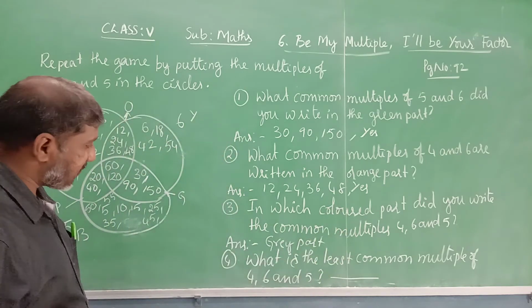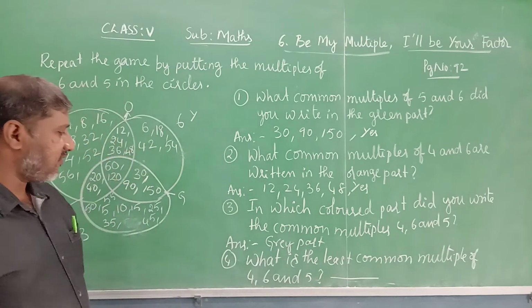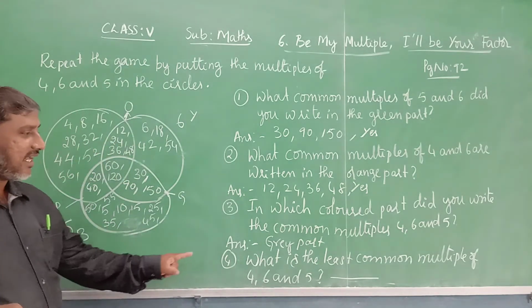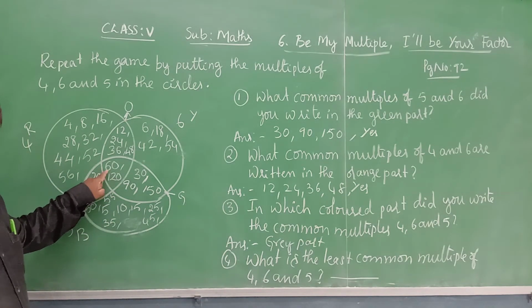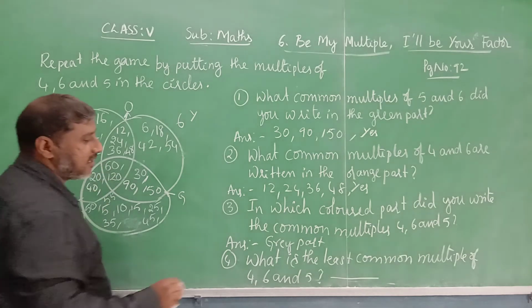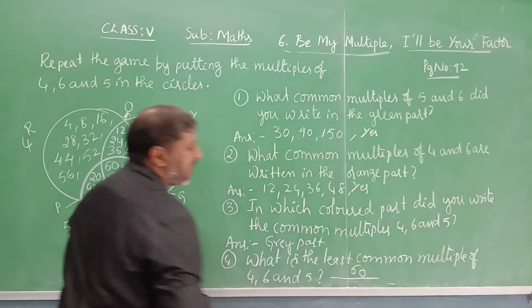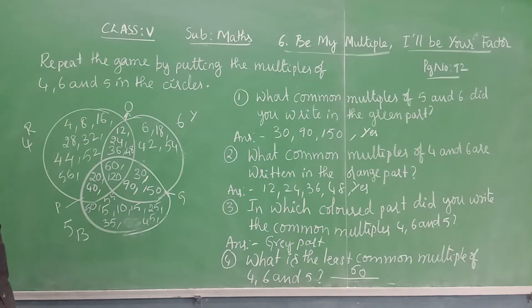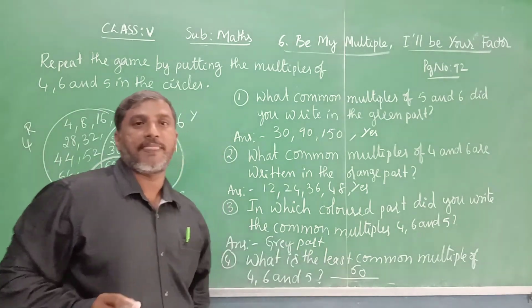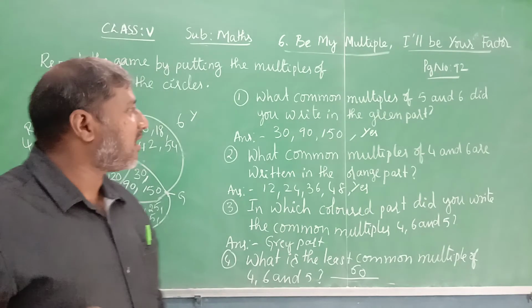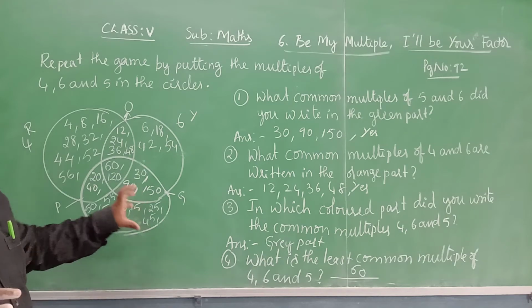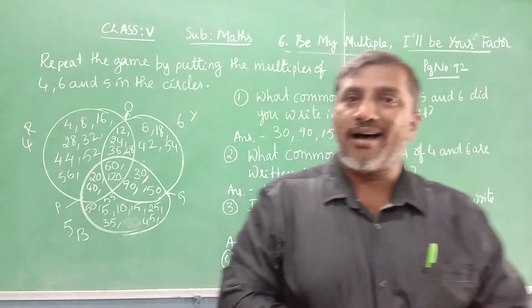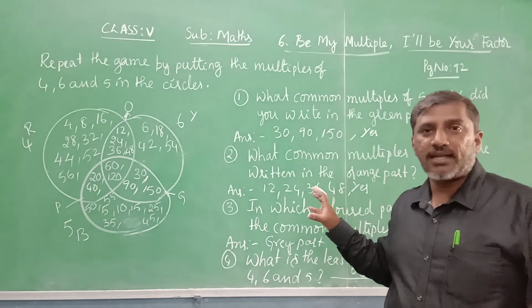Now the last question. What is the least common multiple of 4, 6 and 5? That is, the least, first, smallest, 60. And 120 is there, but the least, smallest is 60. 60 is the least common multiple of 4, 5, 6. It means 60 is the smallest number which is exactly divisible by all the three numbers 4, 5 and 6. Is it clear, children? Yes.